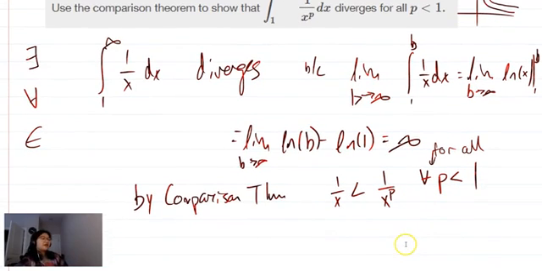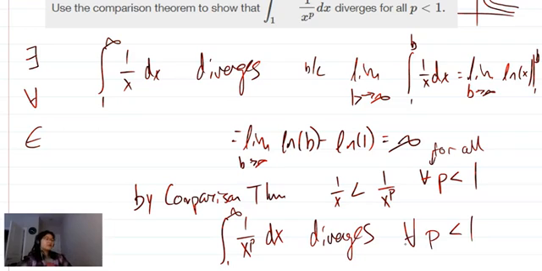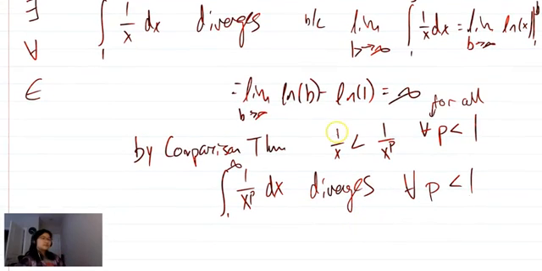So then we know that the integral from 1 to infinity of 1 over x to the p dx diverges for all p less than 1. All right.